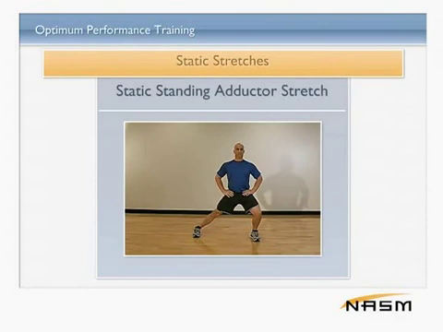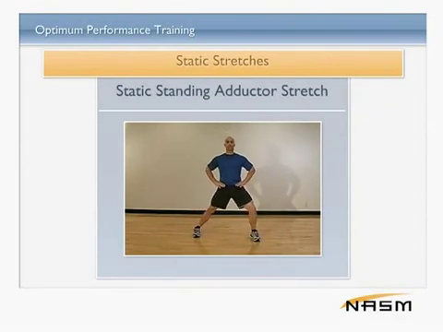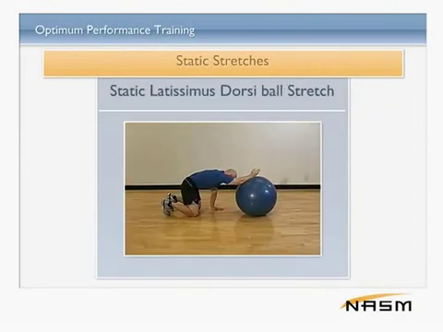This will be an important stretch to implement when an individual's knees move inward during an overhead and/or single leg squat assessment. The final example is the static latissimus dorsi ball stretch. Kneel in front of a stability ball. Place one arm on the ball with thumb pointed straight up in the air.